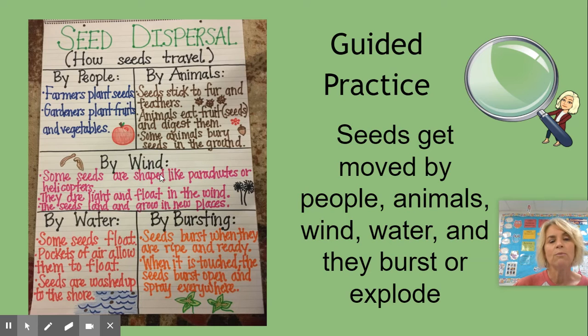The wind will move seeds. Has anyone ever seen one of these that we call a helicopter? Some seeds are shaped like parachutes or helicopters. And I have a tree that these will fall from soon. And they just fly down in the air like this. And they do look like a helicopter. They are light and they float in the wind. The seeds land and grow in a new place.